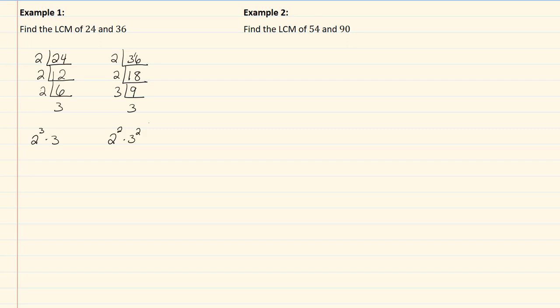Now we want the unique factors from both, and my only unique factors are 2 and 3. And then remember I said that we are going to take the largest exponent for each unique factor. So our largest exponent for 2 is 2 cubed, and our largest exponent for 3 is going to be 3 squared.